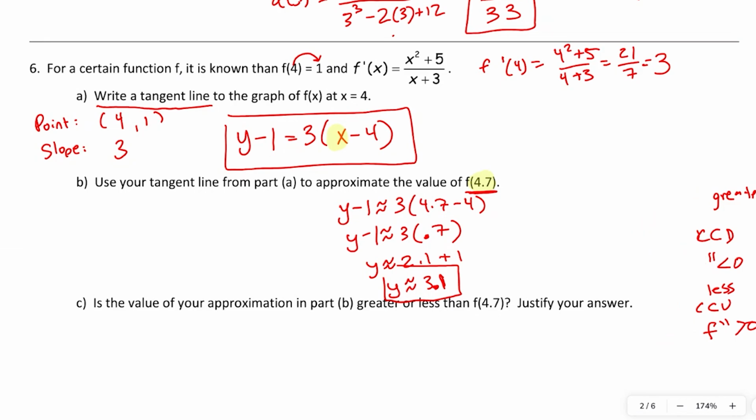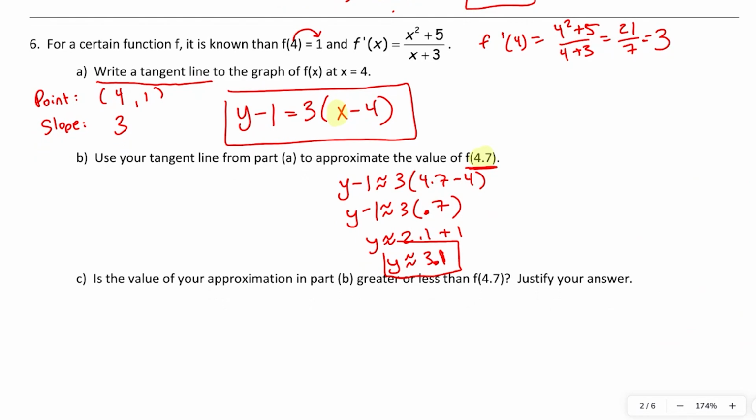So let's go ahead and erase all this. So let's find that second derivative. Okay, we know the first derivative, right? So the second derivative, we'll look back up here at the first derivative. We're going to have to use the quotient rule to find that second derivative.